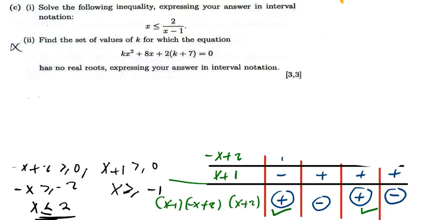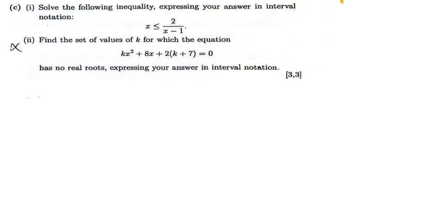Now let us go ahead and do part 2. Okay, so part 2 is saying find the set of values of k for which the equation kx squared plus 8x plus 2 open brackets k plus 7 is equal to 0. Okay, so this one, what is happening, guys, is simple and straightforward. When we're dealing with this one, they're saying that it has no real roots, and we express it in set interval notation. So now we have the discriminant b squared minus 4ac.